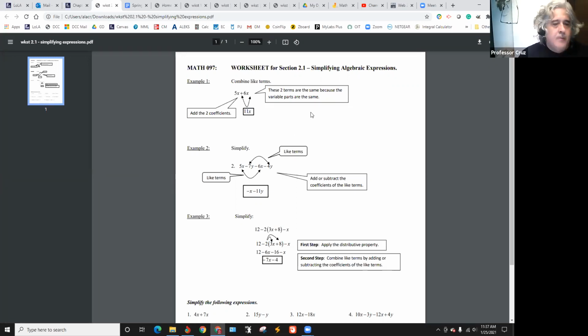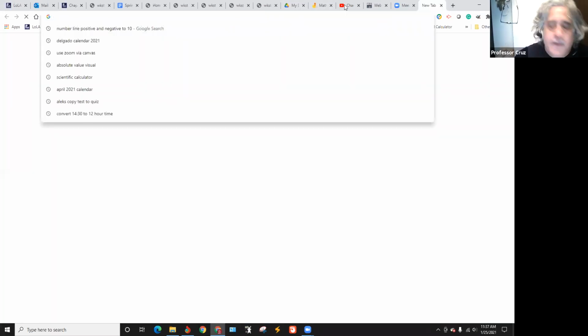All right, so chapter 2 is just where we formally get talking about algebra, okay? That means we're now dealing with variables. Sometimes it's a little bit tough to understand, but we've got to figure out what like terms are. Like terms means that the variable part looks the same.